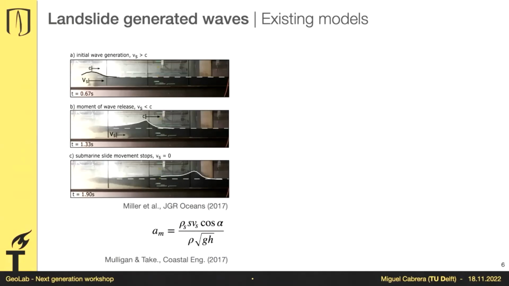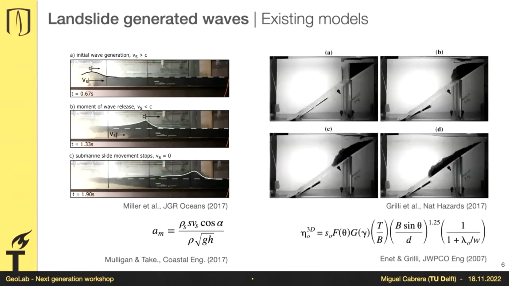And they came out with this very simple equation. This equation is just, AM is the amplitude of the generated wave. You have rho S, which is the density of the soil, S, the thickness of the soil, Vs is the velocity of the landslide, alpha is the inclination of the slope, and rho is the bulk density, and gravity times the height of the water reservoir. So with this very simple equation, they were able to tell what you should expect when a landslide impacts a water reservoir. But that was not enough, because part of it cannot be submerged, therefore will not generate a wave.